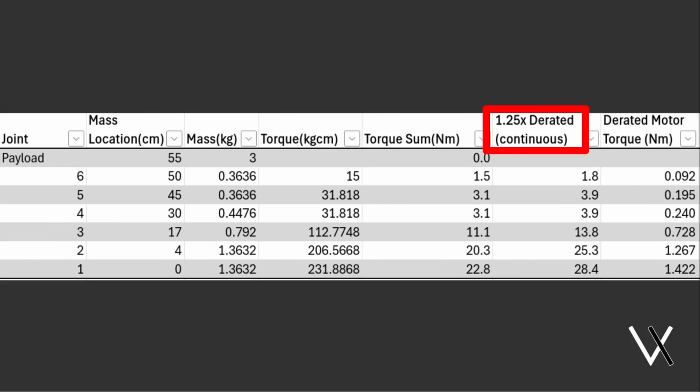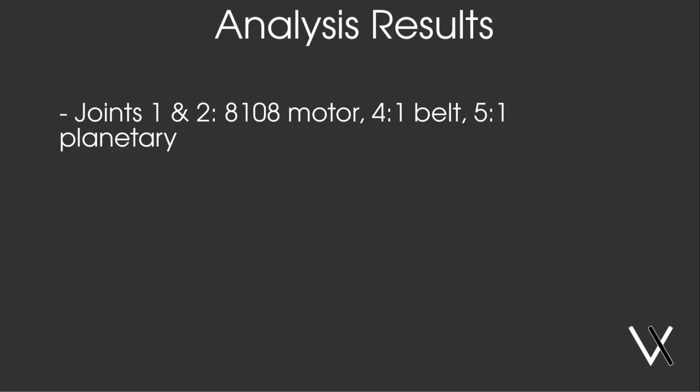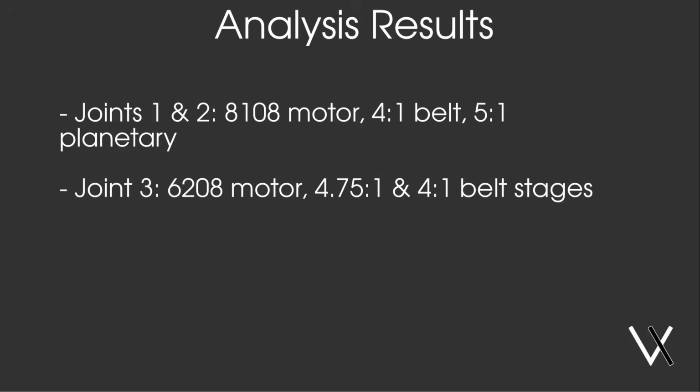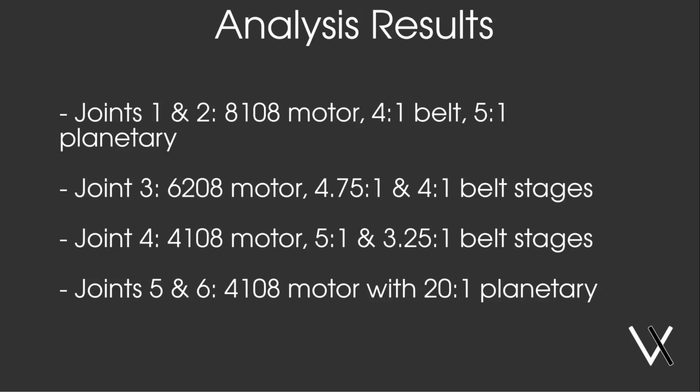These are the motor sizes and reducers that I came up with. Joints 1 and 2 will have an 8108 size motor with a belt drive and then a planetary reducer. Joint 3 will have a 6208 size motor with 2 belt stages. Joint 4 will have a 4108 size motor with 2 belt stages, and joints 5 and 6 will have 4108 size motors with 20-to-1 2-stage planetary reducers.